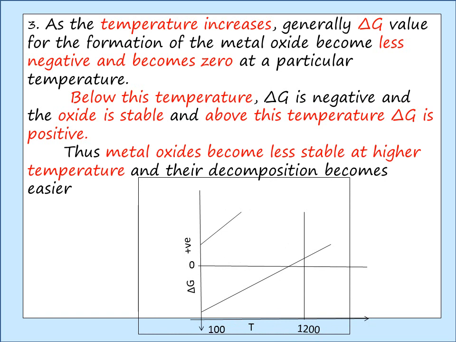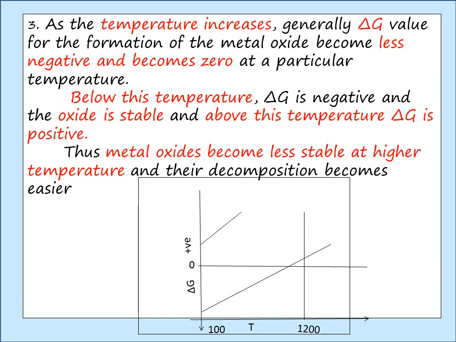If you see this graph, as the temperature increases, the delta G value keeps on increasing. It is ascending. Even if it becomes 0 at a particular temperature, it increases even to a positive value. What does this mean? If the delta G value is negative, the metal oxide is stable. We know that the more negative the delta G value, the more stable is the metal oxide.